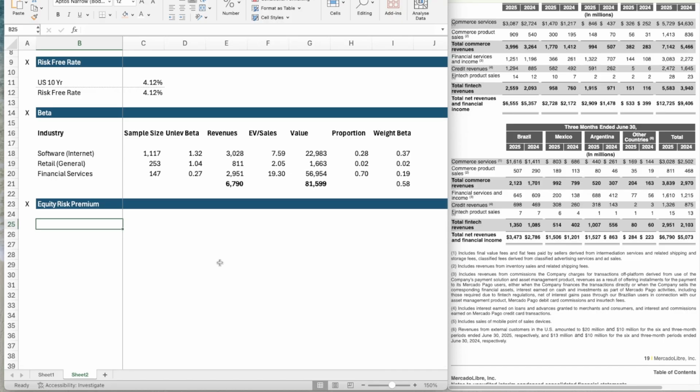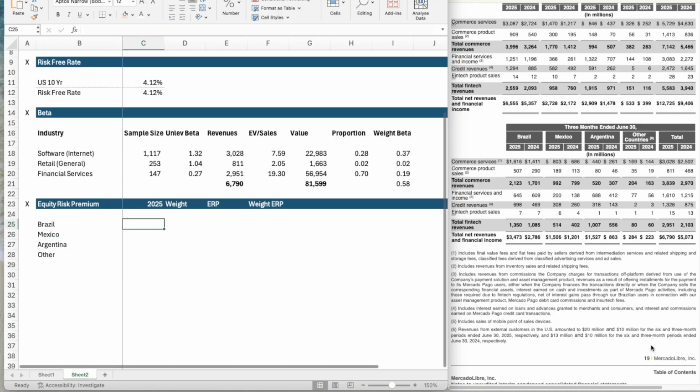So what we're going to do is say, what do we need to know? We put the year 2025. We're only doing half year on these because that's what we have the earnings for. Then weighted ERP. And we're going to say Brazil, Mexico, Argentina, other. So the revenues for Brazil, what are they? 3473.